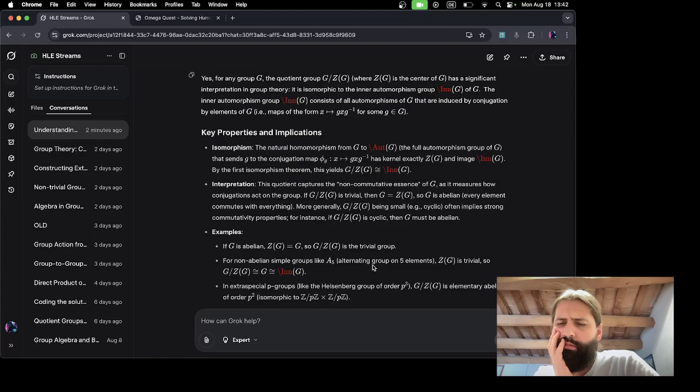To compute the quotient generally: 1, identify the normal subgroup, here Z(S3), which is normal since the center always is. 2, form cosets. For each g in G, the coset is g times Z(S3).